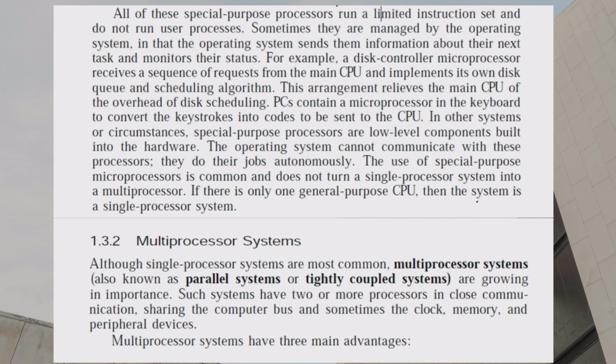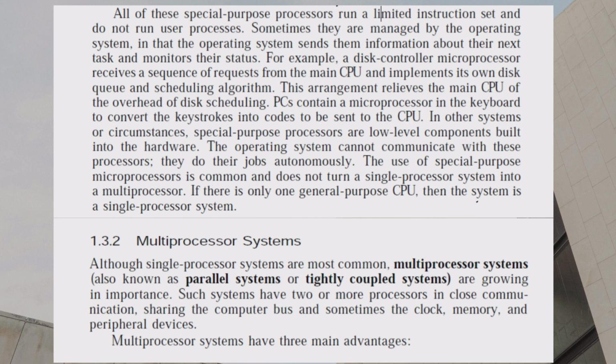This arrangement relieves the main CPU of the overhead of disk scheduling. PCs contain a microprocessor in the keyboard to convert the keystrokes into codes to be sent to the CPU. In other systems or circumstances, special purpose processors are low level components built into the hardware. The operating system cannot communicate with these processors. They do their jobs autonomously. The use of special purpose microprocessors is common and does not turn a single processor system into a multiprocessor. If there is only one general purpose CPU, then the system is a single processor system.